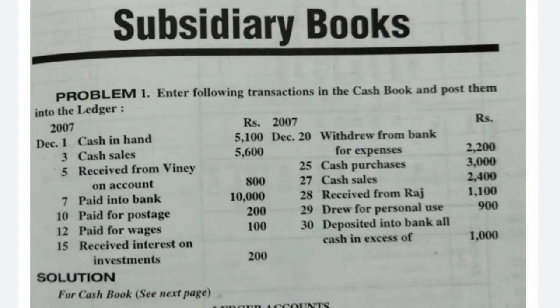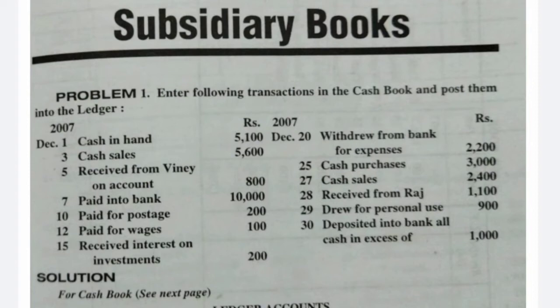Okay, deposited into bank all cash in excess of rupees 1000. So you have deposited some amount in the bank in excess of 1000. Okay, so in excess of 1000. Now in the cash book, whatever the amount or balancing figure will come, take all the debit items.